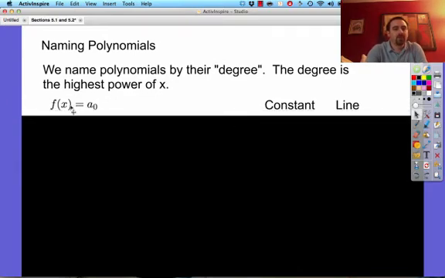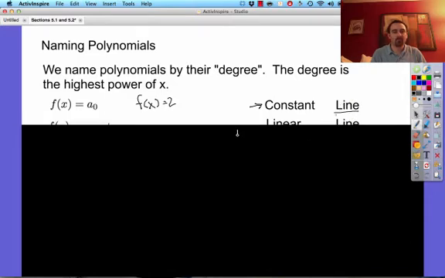What I have here is if the function is f of x equals some number, just a plain old number, okay? Well, the power of x is actually 0. There is no power of x. So for instance, a good example of that would be something like f of x equals 2. All right, that's still a polynomial. It's kind of a trivial polynomial, but it's a polynomial. We call this type of function a constant function, and the shape is a line.